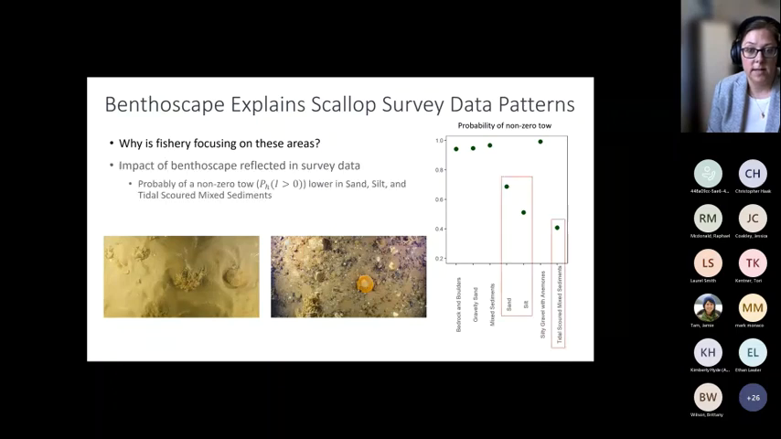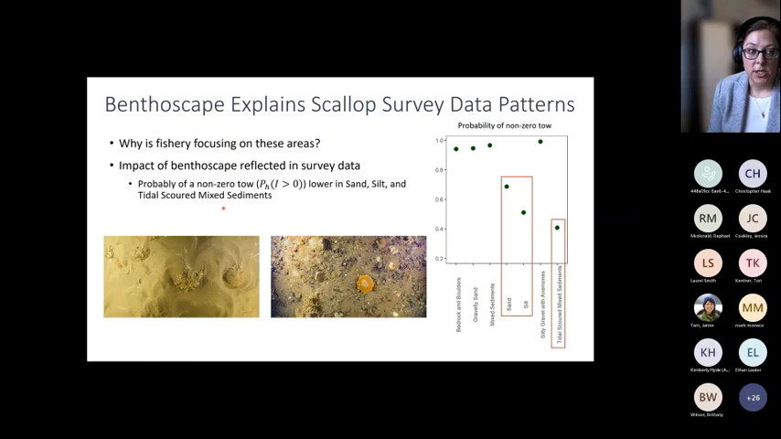Well, the benthoscape habitat categories also explain the patterns that we see in the scallop survey data. This is fishery independent data, and this helps in turn explain the spatial patterns that we're seeing in the fishery. What we observe is the probability of a non-zero tow, that's the probability that your tow has at least one or more scallop in it. This is lower in the sand, silt, and tidally scoured mixed sediment types, which you can see here on this plot to the right.